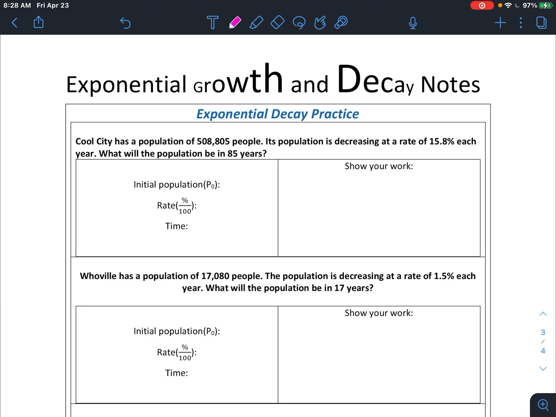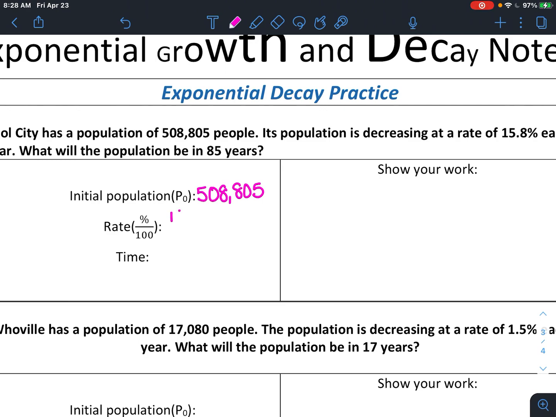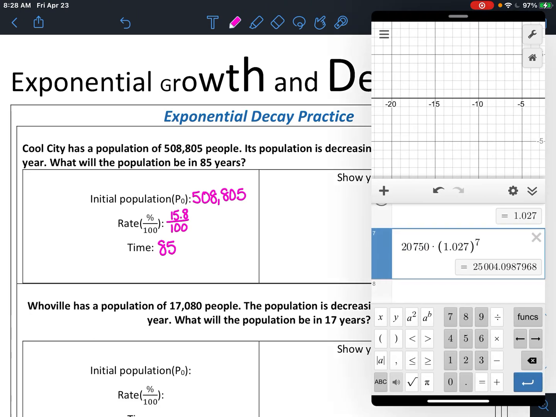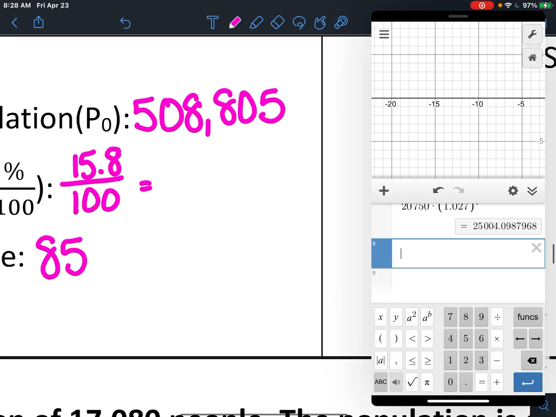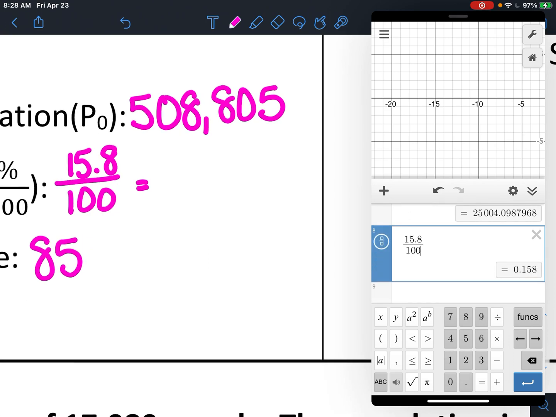And let's look at one decay problem. So Cool City has a population of 508,805 people. So that's my initial population. Its population is decreasing at a rate of 15.8% each year. So we need to divide that by 100. What will the population be in 85 years? So let's find what our rate is as a decimal first. So 15.8 divided by 100 is 0.158.